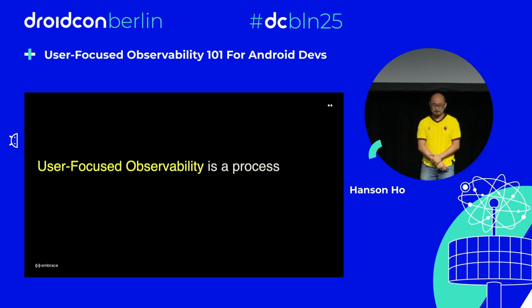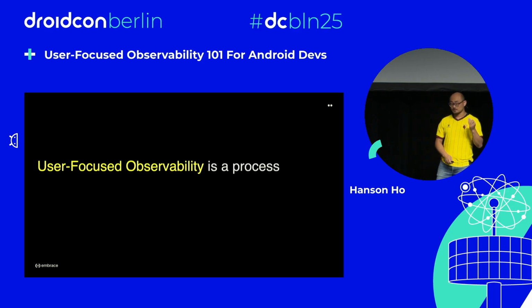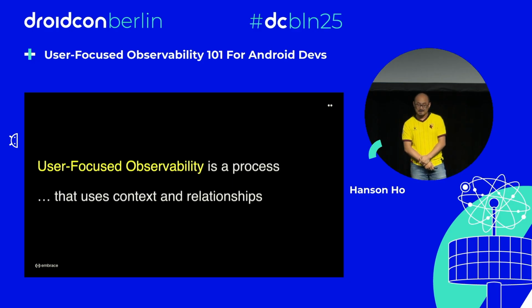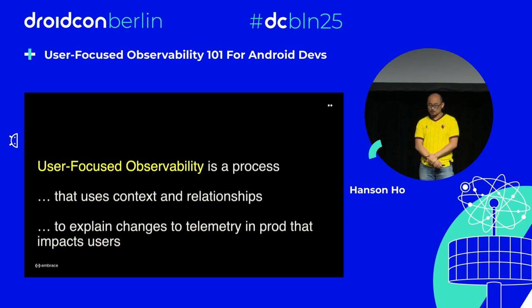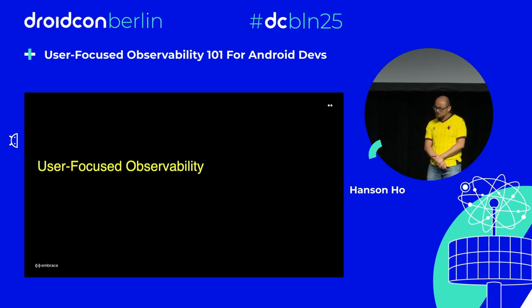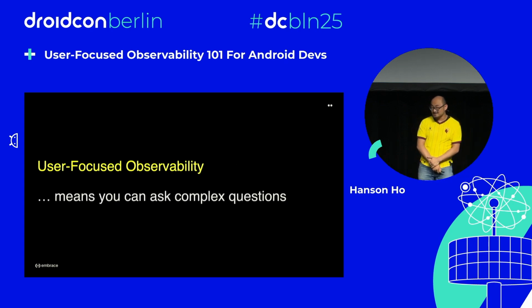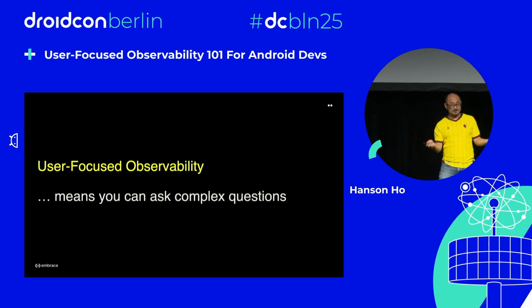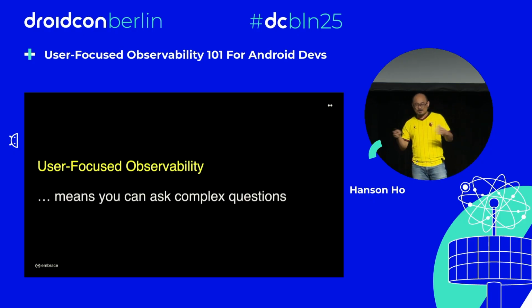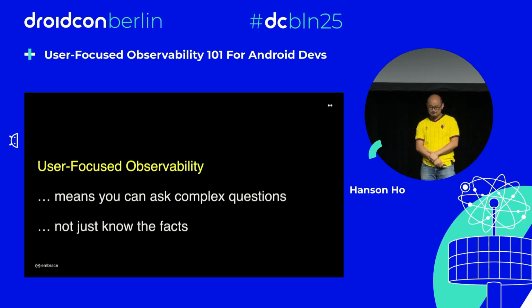So to recap, user-focused observability is a process that uses context and relationships to explain changes to telemetry in prod that impacts users. I said this like 12 times, so hope this might be the last time. Also, it means you can ask complex questions just through the data without having to repro anything. And you don't just have to know the facts. You have to be able to get questions and explain.